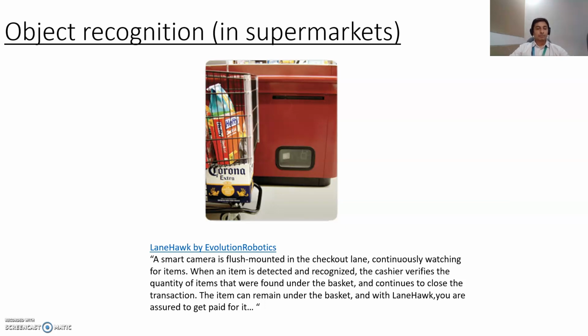So again, this is powered by a very common computer vision technology called object recognition, and these systems have proved to be very successful in commercial settings. The name of the company is Evolution Robotics, and I think the product name is Lane Hawk.